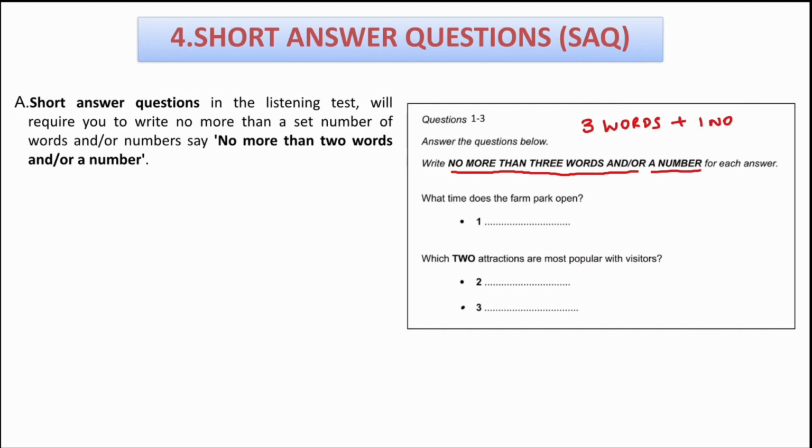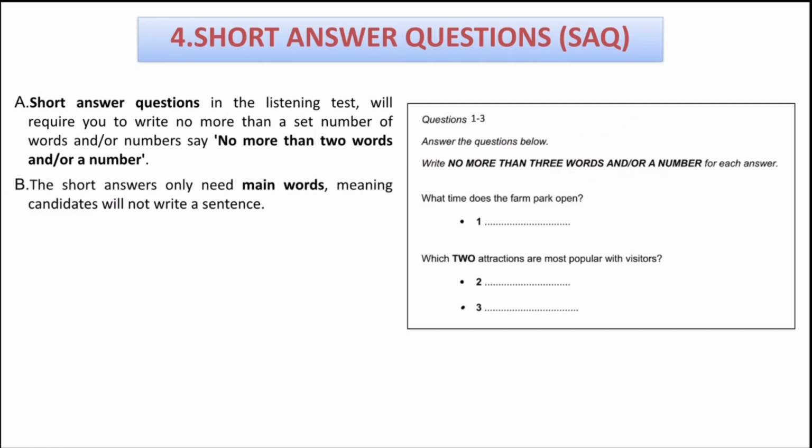Now the second step will be that short answers only need main words, meaning candidates will not write a sentence. You have to just focus on writing the main words. Like if we talk about question number 1, it is written, what time does the farm park open? So you need to just focus on the time and you have to write just the time.